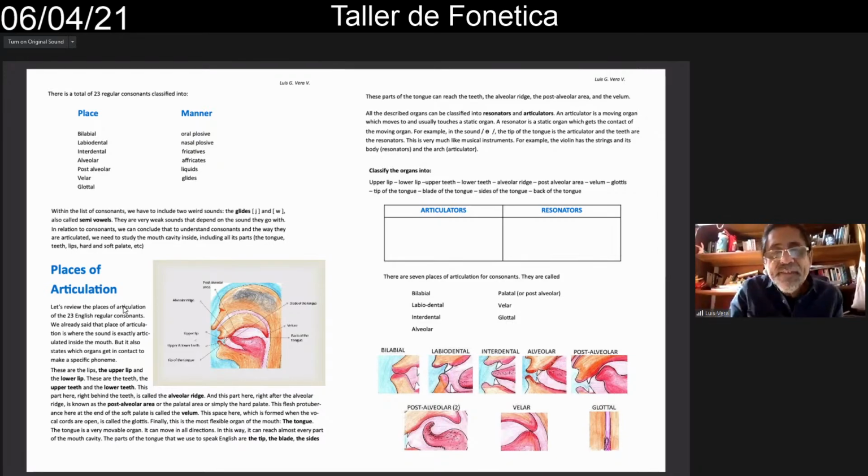Yeah. Now let's do this exercise. Classify these organs into articulators and resonators, but the organs are in disorder. So the organs are upper lip, upper teeth, lower teeth, alveolar ridge, postalveolar area, velum, glottis, tip of the tongue, blade of the tongue, sides of the tongue, back of the tongue. I'll give you 1 minute to do it. Is it too slow?